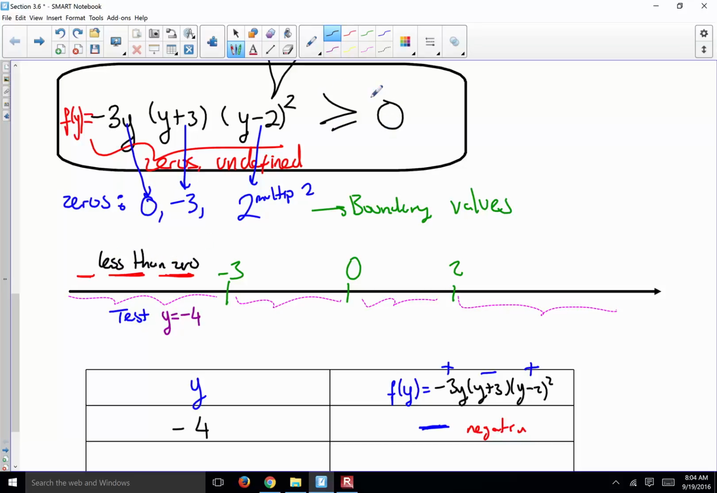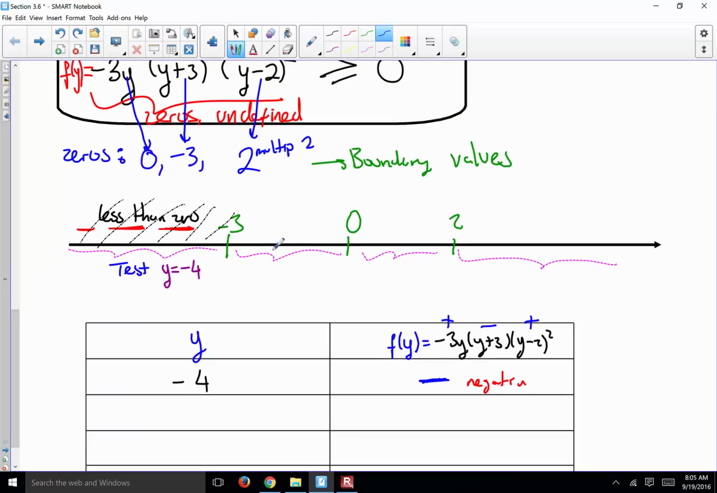We want more than 0, right? Always keep in mind what we are going after. We're going after the region that makes my function positive, 0 or positive. This is less than 0, so can I kind of ignore this? This is not what I'm looking for. Okay, let's check the next one.